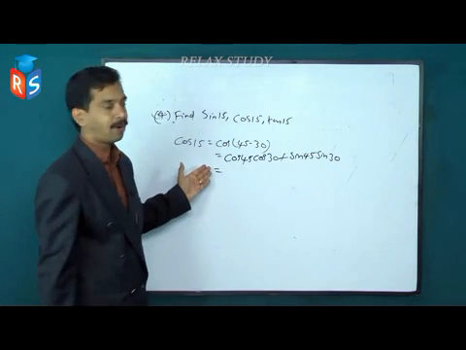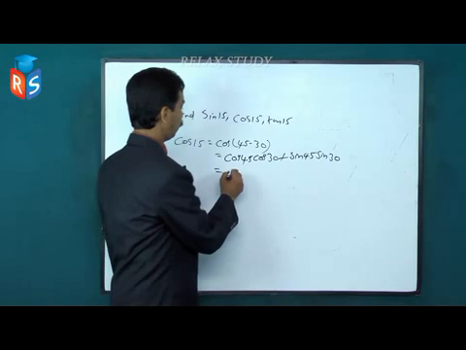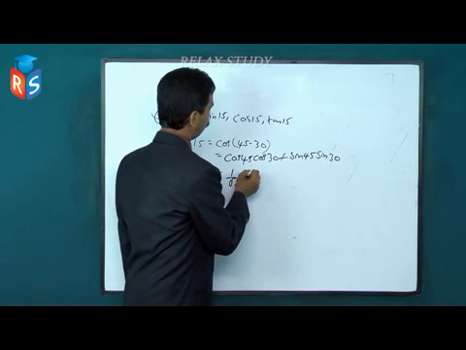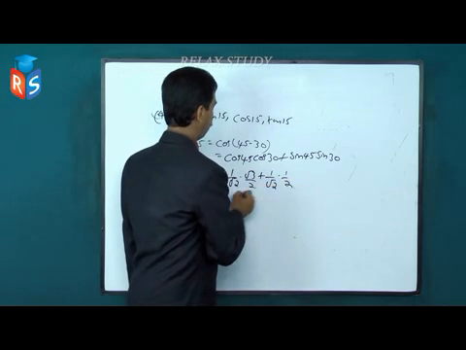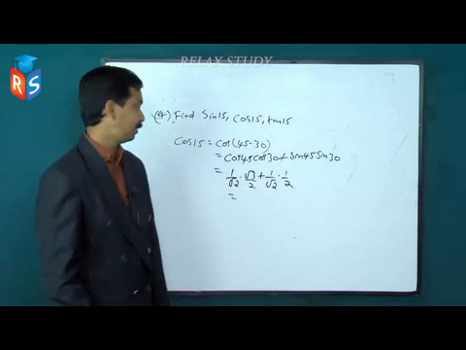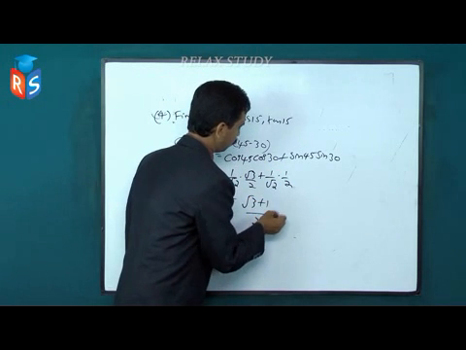Here also, replacing the values of cos 45, cos 30, sin 45, sin 30, it equals 1 by root 2 into root 3 by 2 plus 1 by root 2 into 1 by 2. Here also taking the LCM and simplifying, we get the answer root 3 plus 1 by 2 root 2.